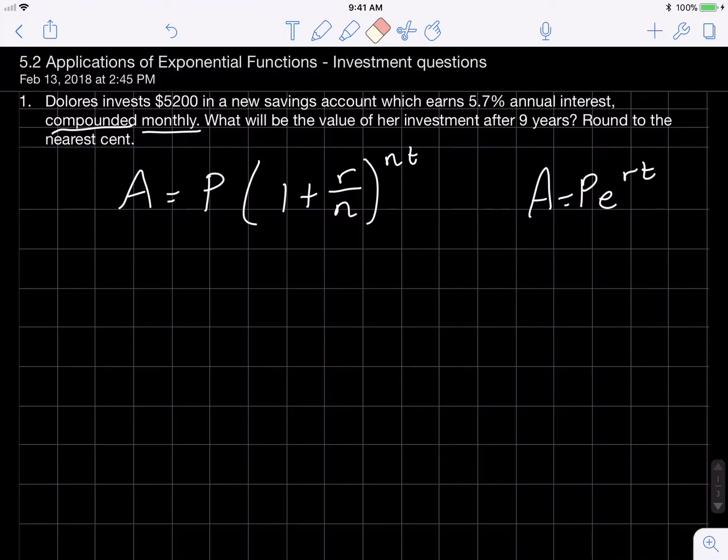Everyone, this video is for section 5.2, applications of exponential functions. We're doing questions on investment. There are two equations that you should be familiar with. So one equation deals with compounding continuously.